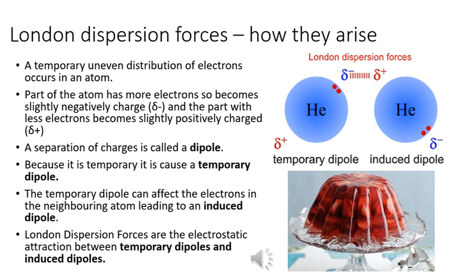So the temporary dipole affects the electrons in the neighbouring atom, leading to an induced dipole. What we then have is a slightly negative bit next to a slightly positive bit. Opposites in chemistry attract, so the London dispersion forces are the electrostatic attraction between temporary dipoles and these induced dipoles.